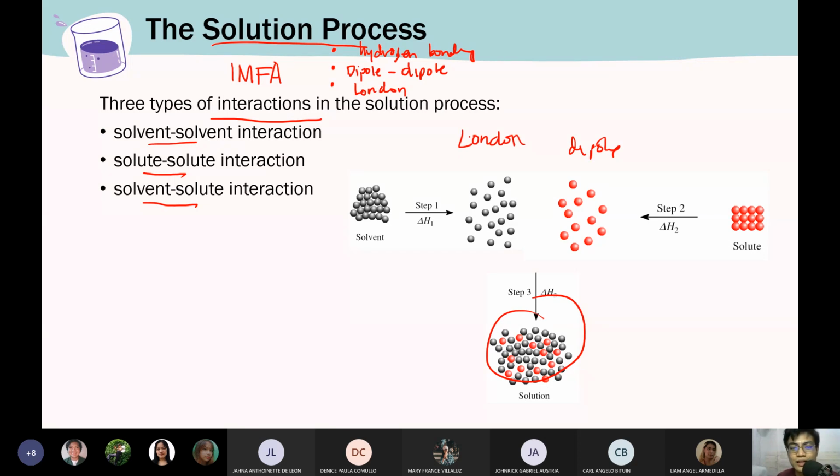London dispersion forces lang. Let's say oil. And then water can perform H bond. Do you think they will mix? No. Alam nyo na yan. Okay, based on experience, because they don't have the similar forces of attraction, meaning that they are incompatible. You cannot mix oil and water kasi hindi sila similar when it comes to the forces of attraction. Okay?